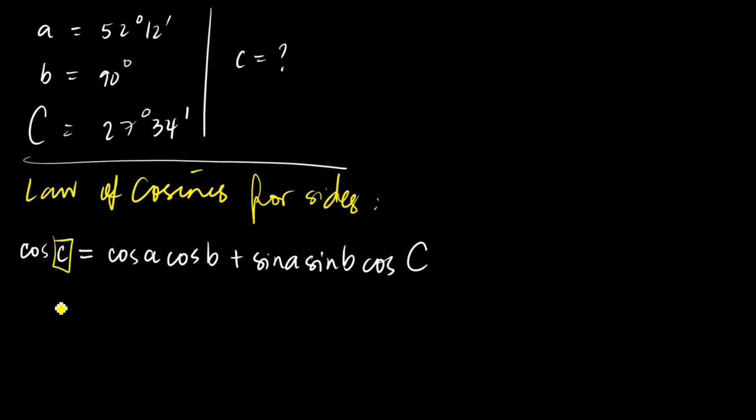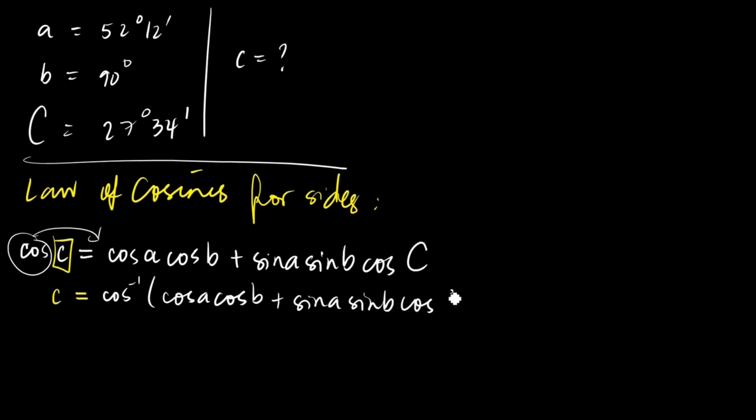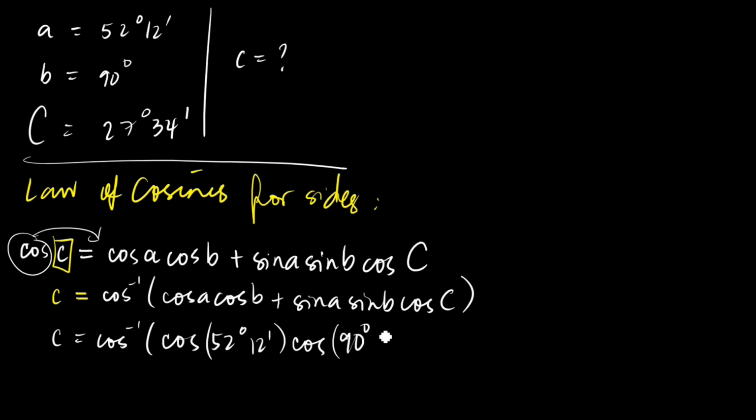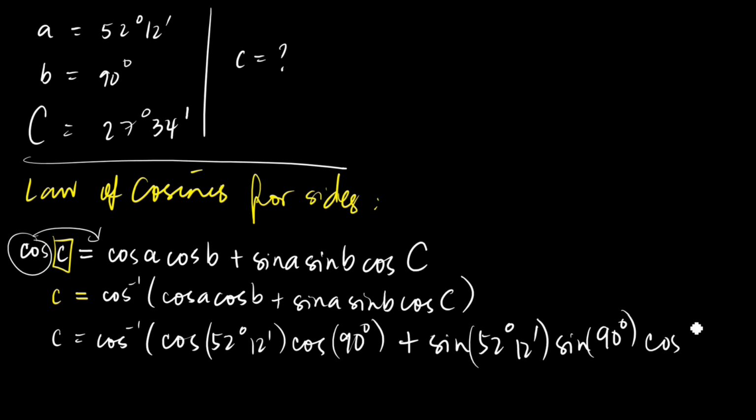Again, what we need is the small c. So we have c equals, and we can move cosine to the other side, it will become inverse cosine. Then just copy the right side. Next, we can already substitute. A is 52 degrees, 12 minutes. Cosine of 90 degrees, since 90 is the measure of B. Then we have plus sine of A times sine of B times cosine of big C.